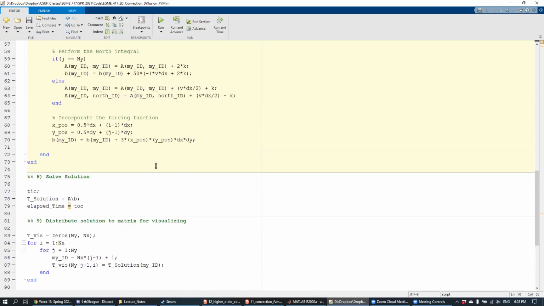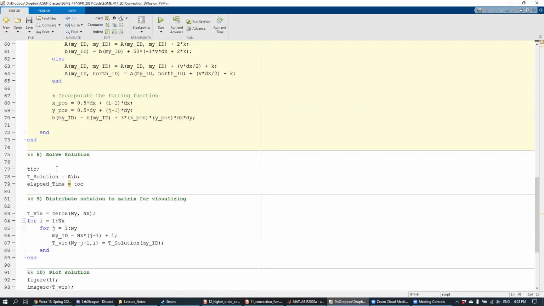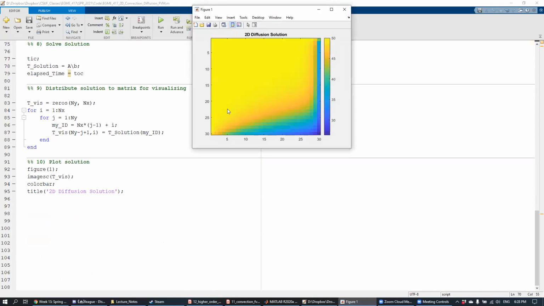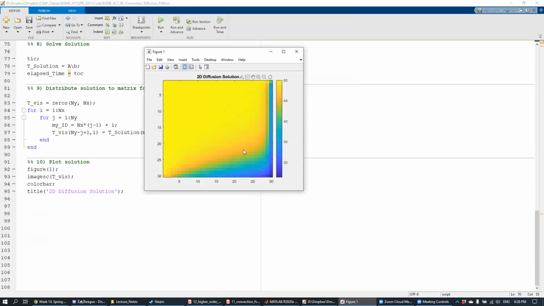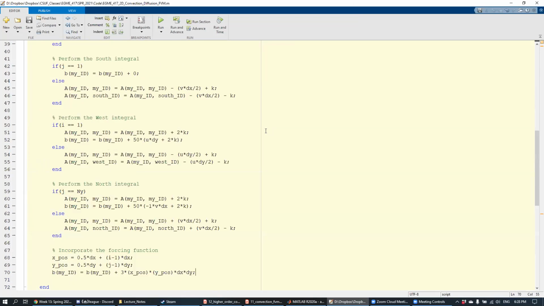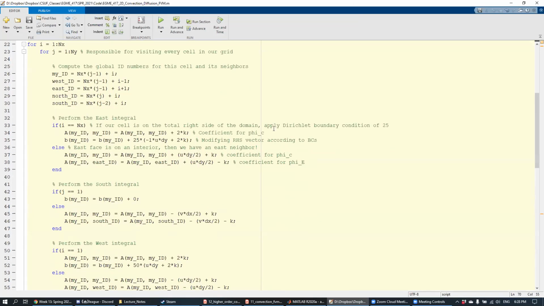All right, and then from there, our linear system will be set, and so we just have to solve it just like we usually do, and then we can display the results, okay? All right, and so for this problem, it looks something like this, okay? All right, so any final questions on this code before we move on to the next thing?